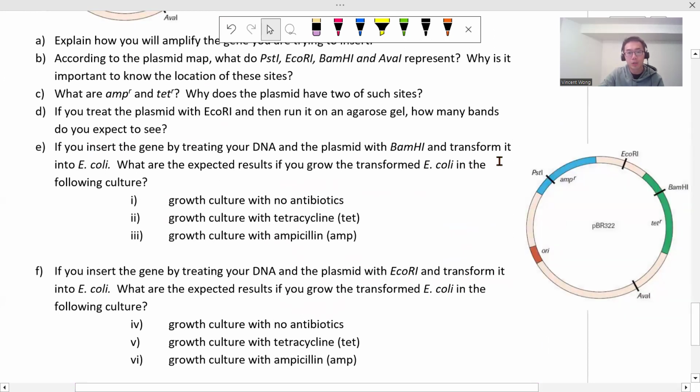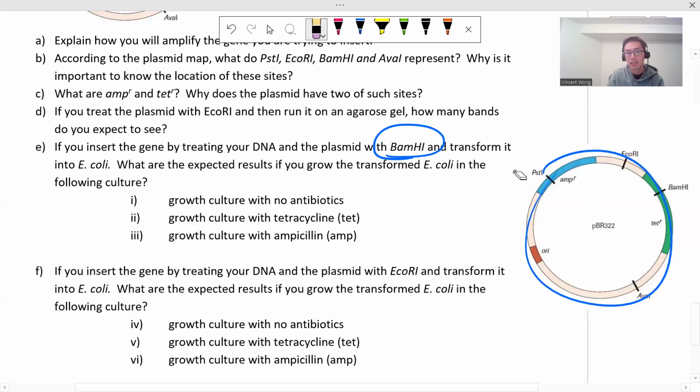So you're going to insert the gene, right? And this time you're going to insert it with BamHI for this plasmid. So BamHI is over here. That's BamHI. You're going to put the gene right there. You can't really see that. Let's do it again. You're going to put the gene right there. So if you grow them with no antibiotics, what do you expect?